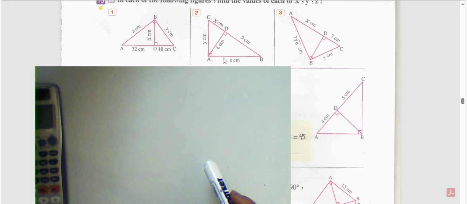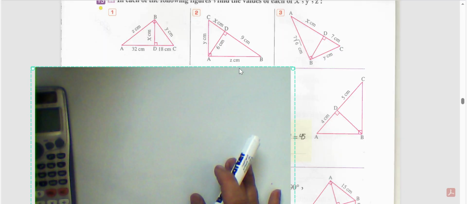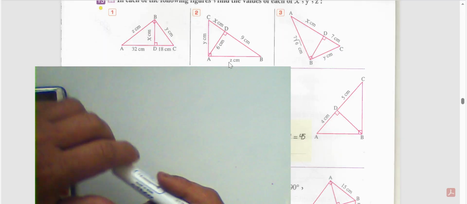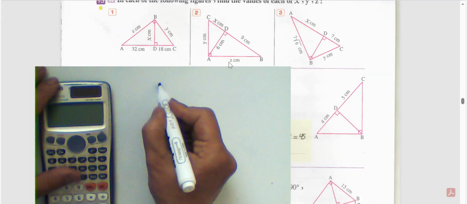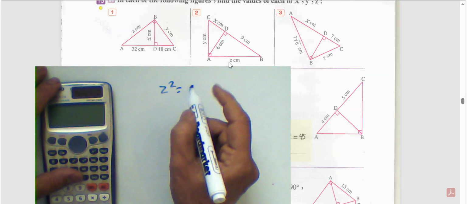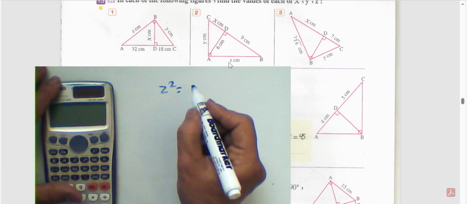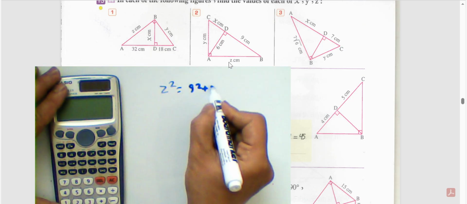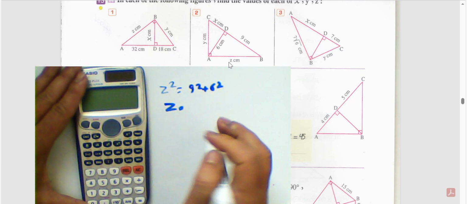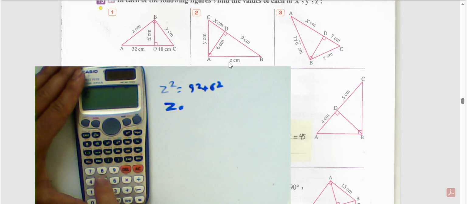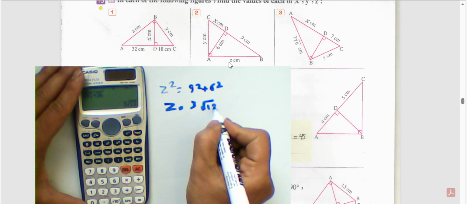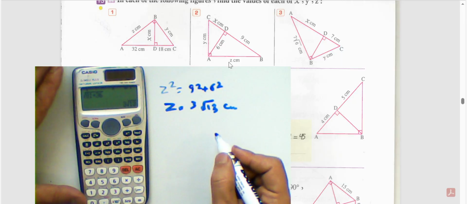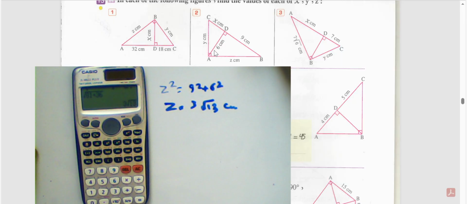Next question, we can write here z and x and y. We can find z first from Pythagoras theorem. Z power 2 equals 6 power 2 plus 9 power 2. Okay, from Euclid's theorem, from the right angle triangle. Write 9 power 2 plus 6 power 2, and then find the square root. Square root of 81 plus 36. The result will be 3 root 13 centimeters for z.